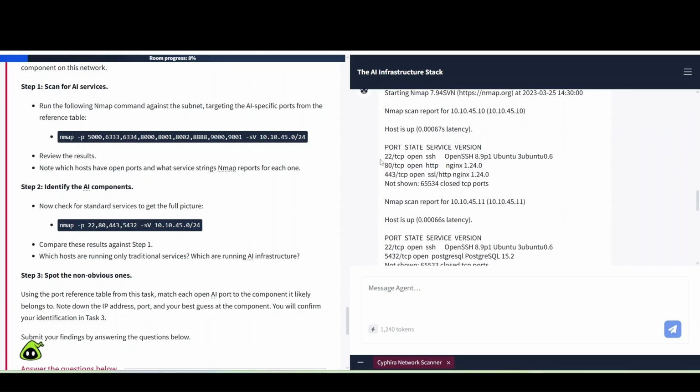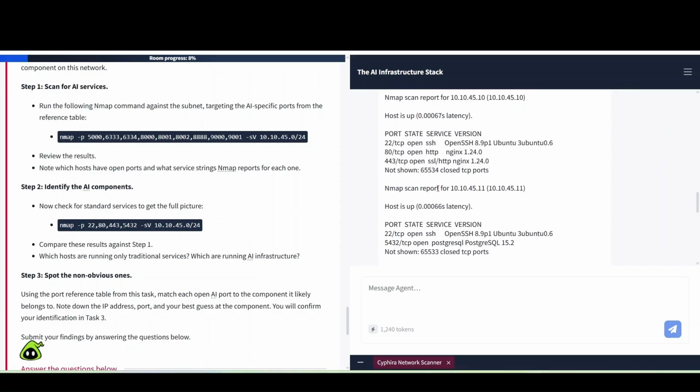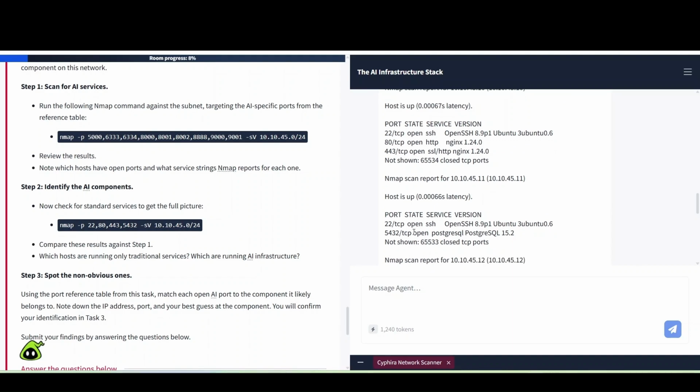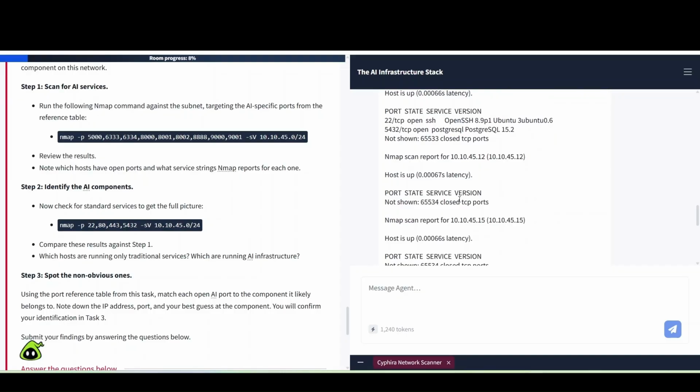So this one seems to be standard. I guess SSH is running on port 22. Nginx is still running on this. We got some PostgreSQL running as well.